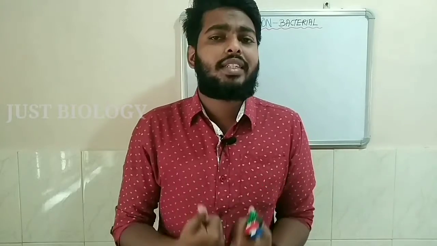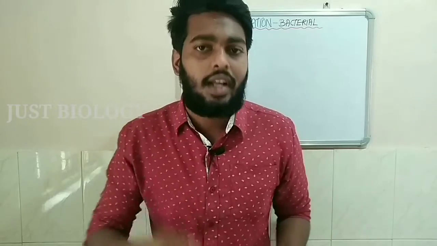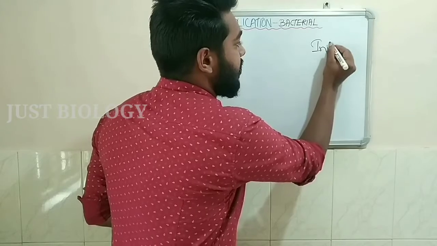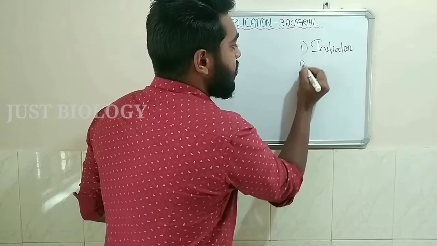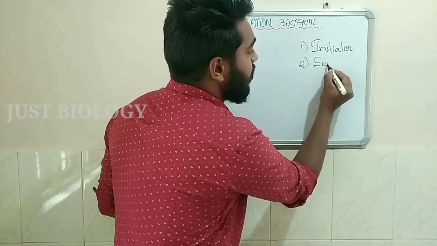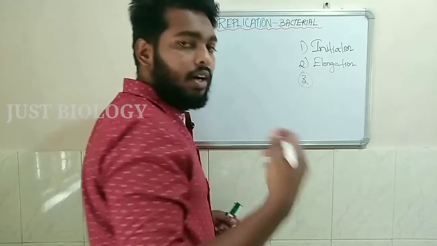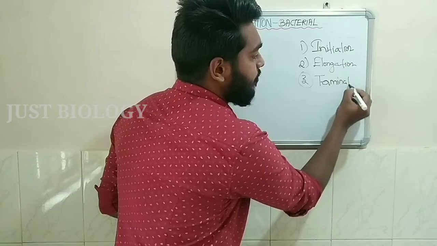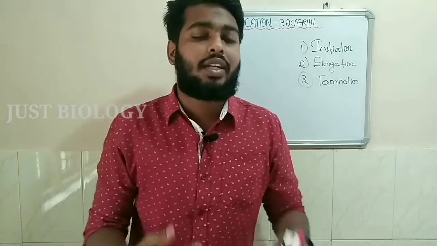So for us to easily understand this process, we will classify it into three different stages. The first stage is the initiation. The second phase of replication is elongation. The third phase of replication is termination. I'll tell you about each and every process in a moment.